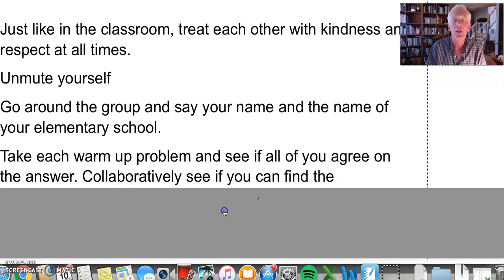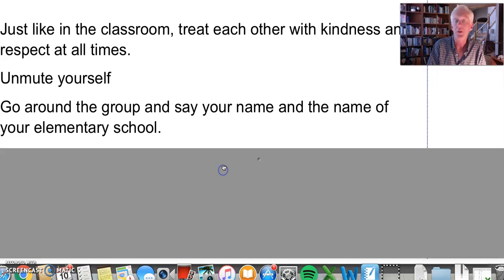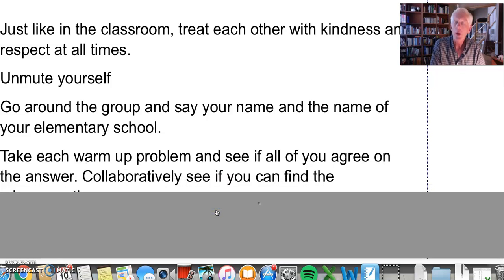Then I'm going to have you take each warm-up problem. You're going to do the warm-ups in a second. I'm going to show you what they are. You'll take each warm-up problem, and then you go around in the group and make sure you just agree on the answers. Don't give us the answer. You don't give each other the answers. See if you agree on the answers.